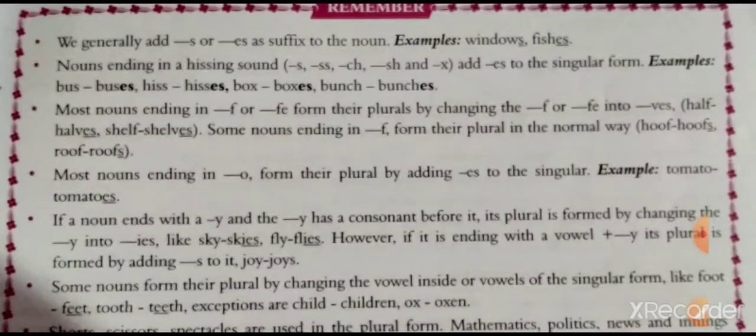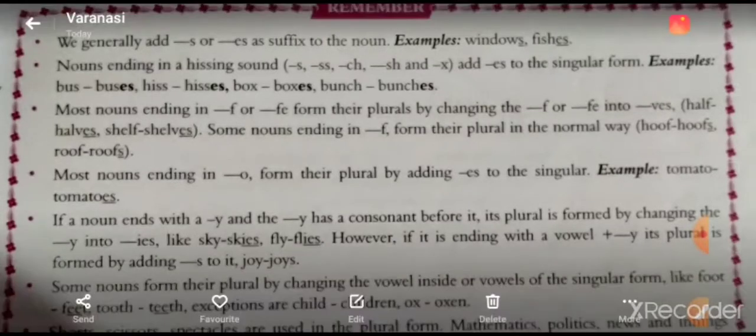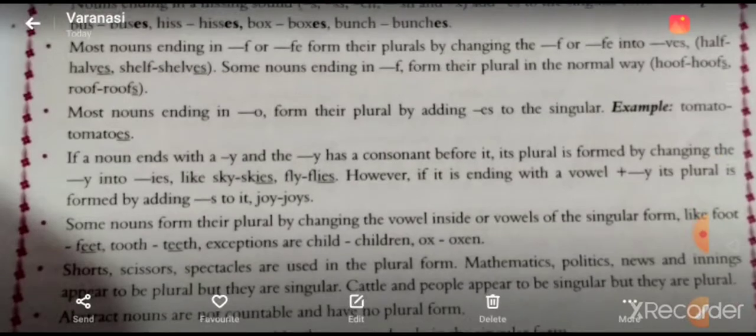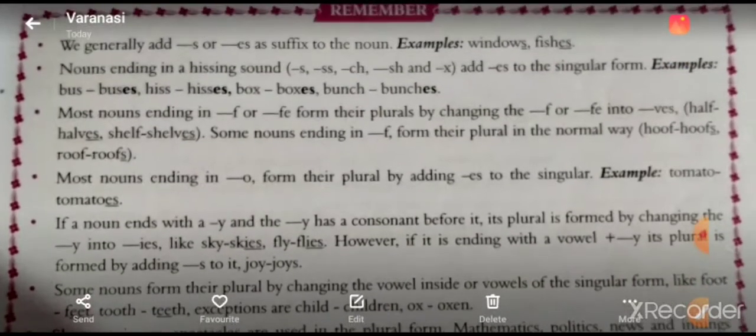Scissors, spectacles are used in the plural form. Mathematics, politics, news and innings appear to be plural, but they are singular. Cattle and people appear to be singular, but they are plural. Abstract nouns are not countable and have no plural form. Material nouns are not countable. They are used only in the singular form. So these points we have to remember always.